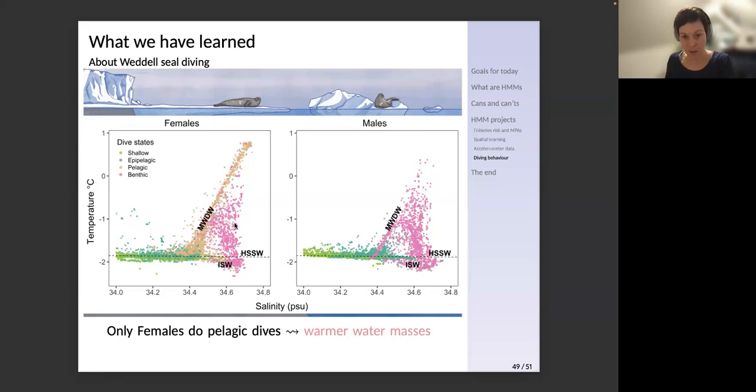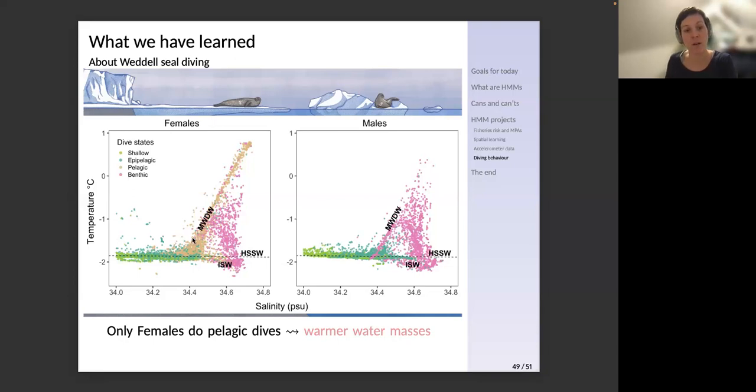And on the left, we've got the female diagram, and on the right, we've got the male diagram. What you'll notice here is that in the female diagram, there are these dives, these points in beige, and these are basically dives that are happening into water that is a mix of two different water masses, and it's got a very characteristic signature. And this acronym here is called modified warm deep water, and it is warm compared to the surrounding water, and it's got input from offshore water masses.